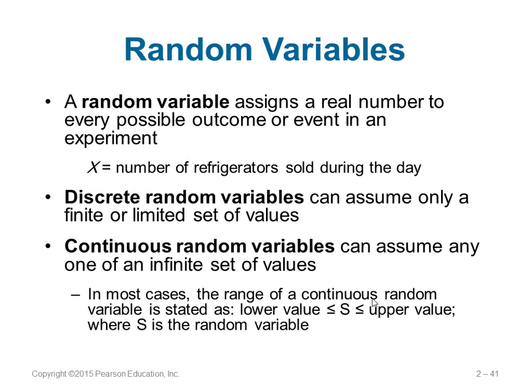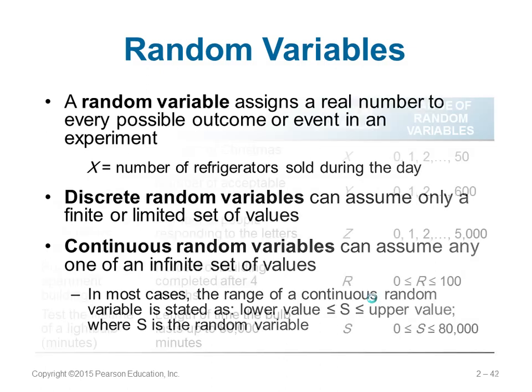A random variable is nothing but assigning a real number to every possible outcome in an experiment. For example, the number of mobile phones sold in a day, you have a number. And these random variables can be discrete or continuous. Discrete means it has a finite number of elements or a limited set of values. Continuous, you have a range and it can take any value within the range. There is a lower value and an upper value.